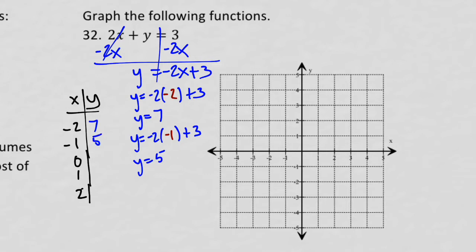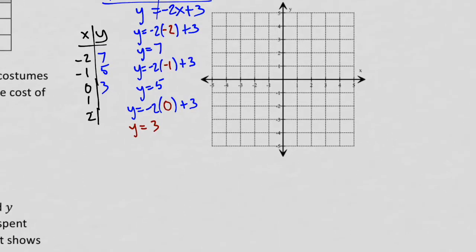The next one, plug in 0. Y equals negative 2 times 0 plus 3. I'm going to plug in 0 right there. That's going to give me 0 plus 3, which is just 3. So 3. Keep going. Plug in 1. Y equals negative 2 times x plus 3. Plug in 1. So y equals negative 2 times 1 is negative 2, plus 3 is just 1.